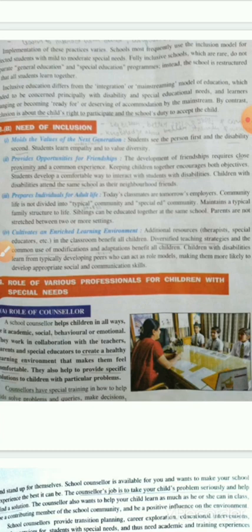Prepare individuals for adult life. Today's classmates are tomorrow's employees. Community life is not divided into typical community and special community. Maintain typical family structures of life. Siblings can be educated together at the school. Parents are not stressed between two or more settings. Prepare individuals for adult life means today's students are the employees of tomorrow.